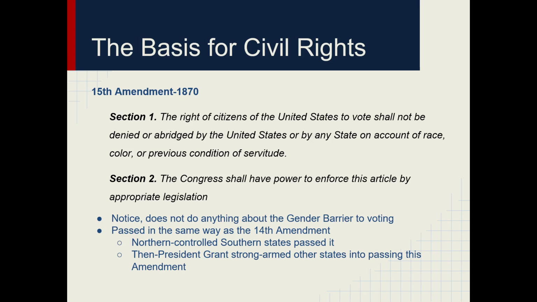The problem? States could determine how these tests look. They could make them as hard or as easy as they wanted to. And quite frankly, it was illegal to teach slaves to read during slavery. So many black Americans at this period could not read. This is a problem of de facto discrimination. And we'll talk more about that in the subsequent slides. But also, there's nothing in here about allowing women to vote. So, in theory, black men could vote before women.